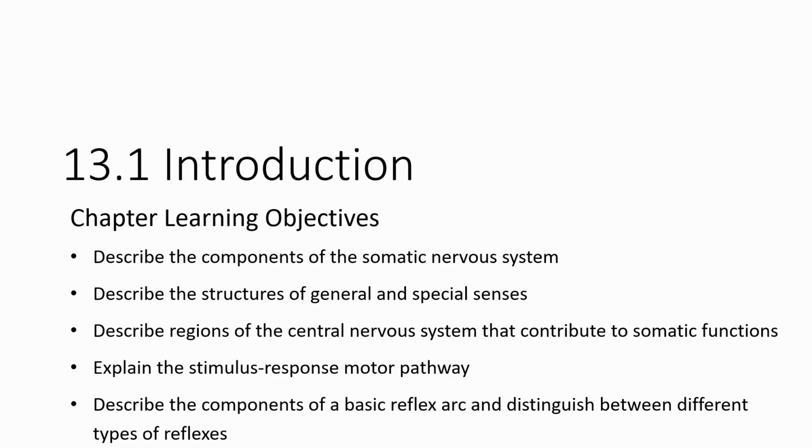So we're going to get involved with the components of the somatic nervous system, talk about the structures of the general and the special senses, talk about how the regions of the central nervous system contribute to the somatic functions, what is the stimulus response motor pathway, and then look at what the reflex arc is on a basic level, and then talk about some of the different types of reflexes.